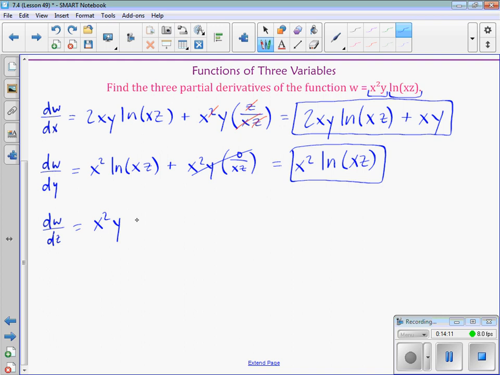The derivative of natural log of something is the derivative, like g prime over g. So my g is this. What's g prime? What's the derivative of this with respect to z? X. And then that reduces, right? So this x will cancel with that x, so I'm just left with x squared y over z. Questions?